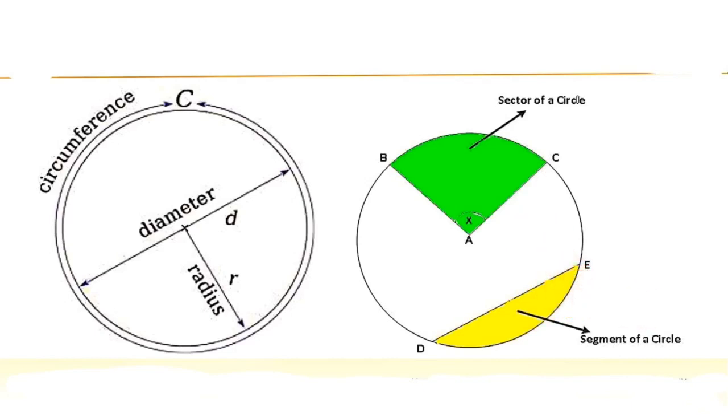Okay, and now we are going to see the circumference. Circumference in the sense, it is the length of the boundary. That boundary is the outer line, and the total length of the boundary is called the circumference.